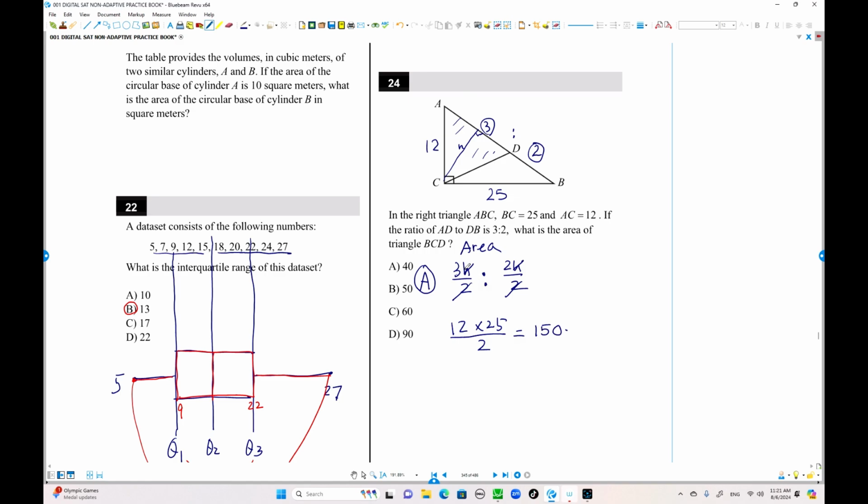But this one is still 3 to 2, right? You're going to divide 3 to 2. The whole thing, 150, divided by 3 plus 2, which is 5. We take only 3, right? So it equals 90, okay? This area is 90, the other area is what? 60, okay? 3 to 2.